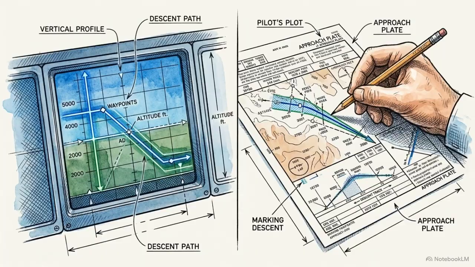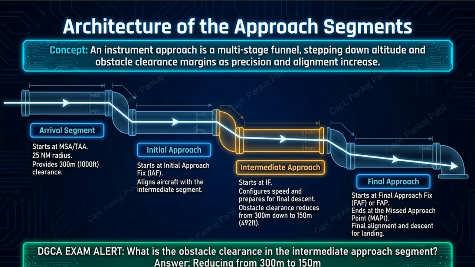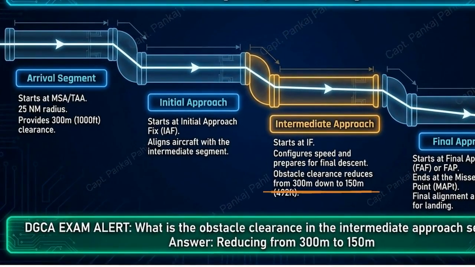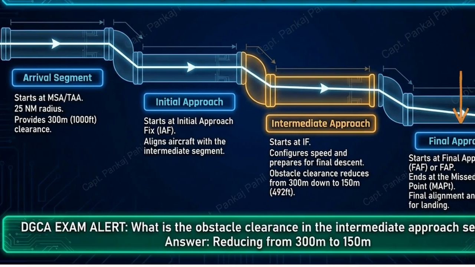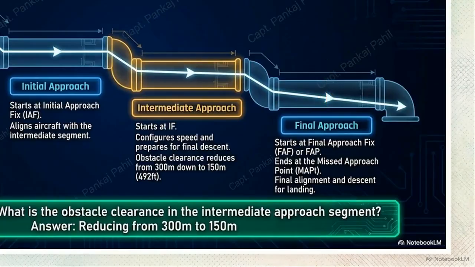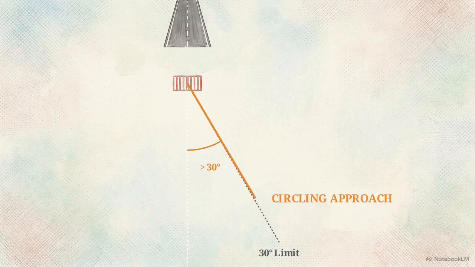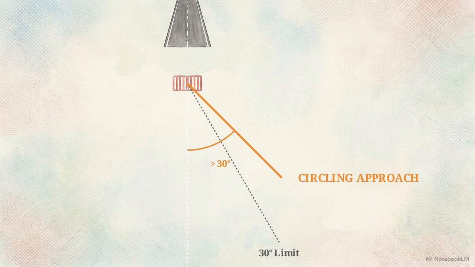This pipeline graphic illustrates an instrument approach functioning as a funnel. As alignment increases across the arrival, initial, intermediate, and final segments, required obstacle clearance drops sharply, from 300 meters initially, down to 150 meters, and finally to just 75 meters on a non-precision approach. To qualify as a straight-in approach, that final track must align within 30 degrees of the runway centerline. Exceed that angle, and terrain dictates a circling approach instead.